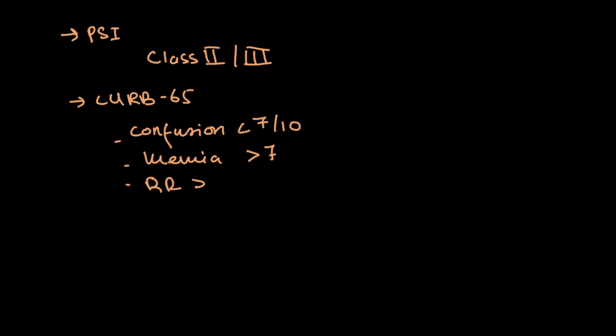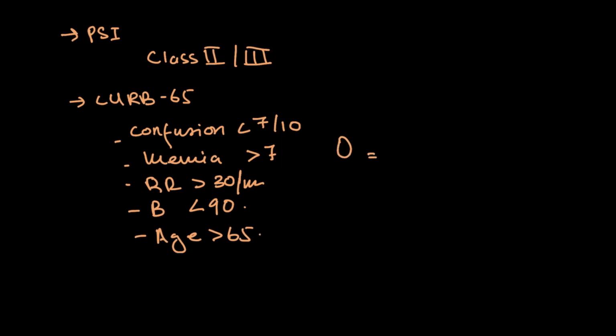And B is for blood pressure: either a systolic blood pressure of less than 90 or a diastolic blood pressure of 60 or less. 65 is the age, so any patient who is above 65 obviously has more morbidity associated with it. So a CURB score of 0 can be sent home safely on OPD basis, and a score of 1 or 2 should be admitted in the hospital unless the score is just age.